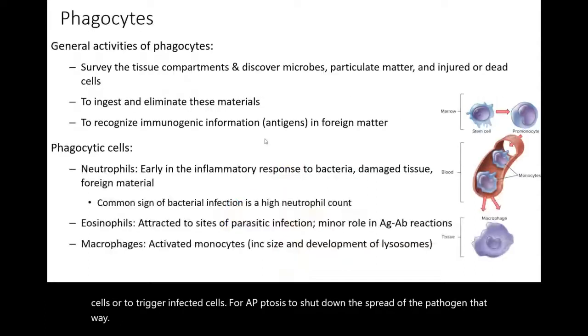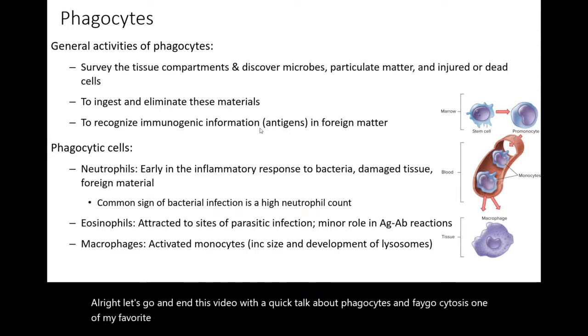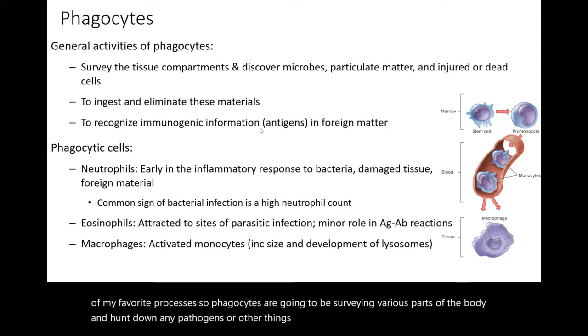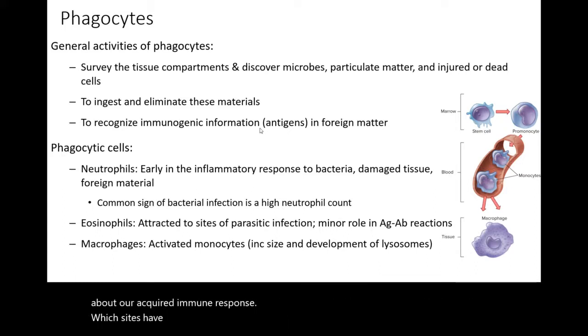All right, let's go ahead and end this video with a quick talk about phagocytes and phagocytosis, one of my favorite processes. So phagocytes are going to be surveying various parts of the body and hunt down any pathogens or other things like injured or dead cells. They ingest them and digest them, okay? And we'll talk more about that third bullet there next week when we talk about our acquired immune response. But phagocytes have a role in both innate immunity and acquired immunity.